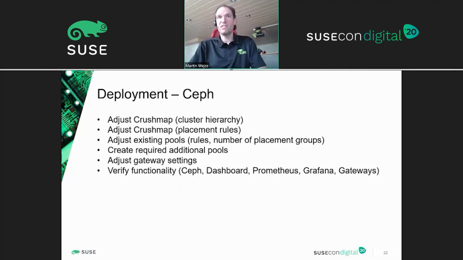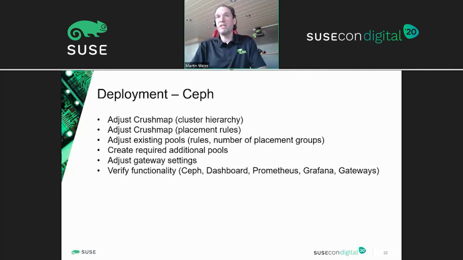After that, when the cluster is up and running, we have to do some configuration adjustments like the CRUSH map, which defines the cluster hierarchy. How many data centers do I have? Where is which server located? We define the placement rules where my data should be located. We adjust existing pools because the defaults that we use during the DeepSea deployment might not fulfill all your requirements. We create some additional pools. We adjust gateway settings, create users on the S3 gateway, or buckets, create Samba settings, whatever's needed.